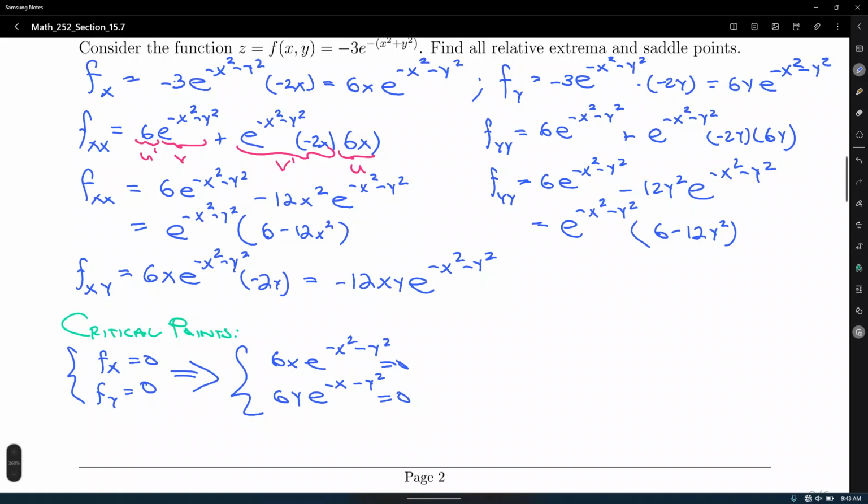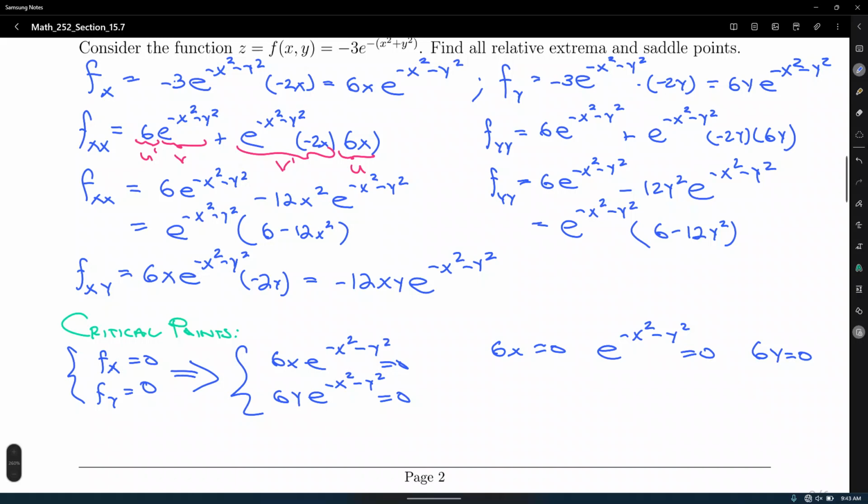That means, number one, the first equation tells us that either 6x equals 0 or e to the negative x squared minus y squared equals 0. The second equation tells us that either 6y equals 0 or e to the negative x squared minus y squared equals 0. We already set the exponential equal to 0. No need to repeat it.